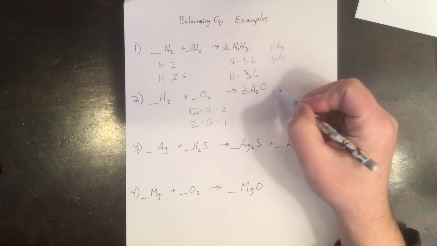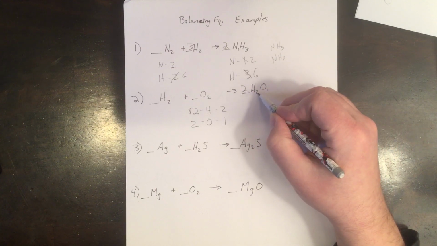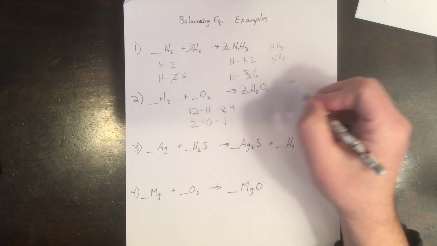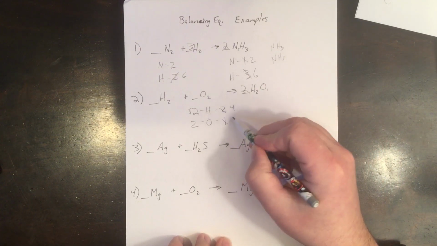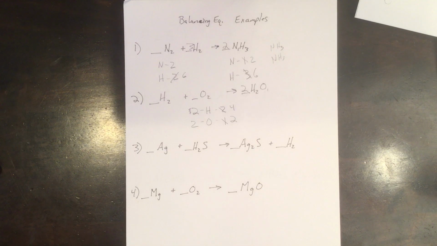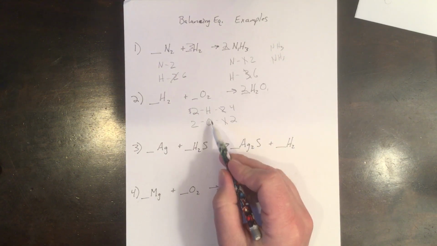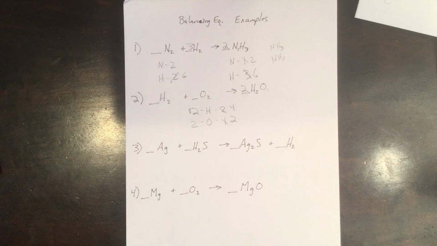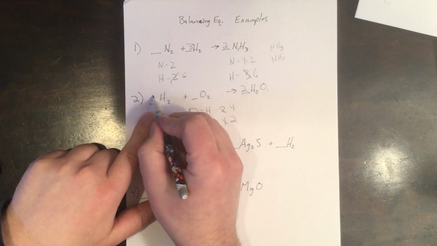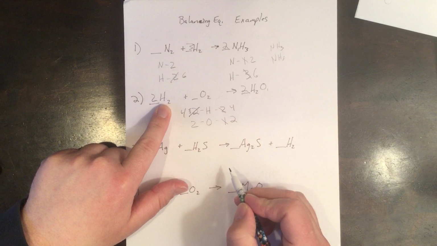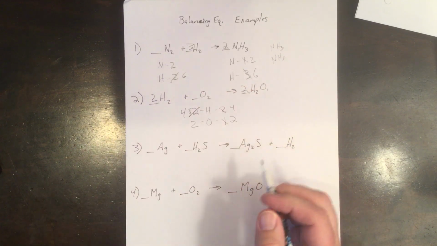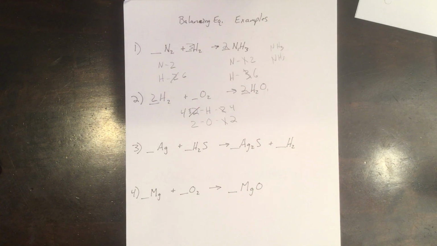So we have to put a 2 here. Okay? 2 times 2 gives me 4 hydrogens. 2 times 1 on the oxygen gives me 2 oxygens. So it balanced our oxygens, but it messed up our hydrogens. Well, that's a pretty simple fix. If we put a 2 here, 2 times 2, so 2, 1, 2. And it's balanced.